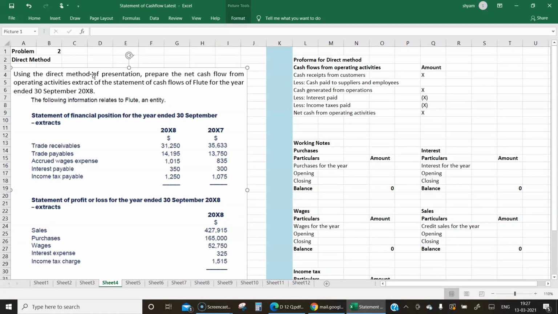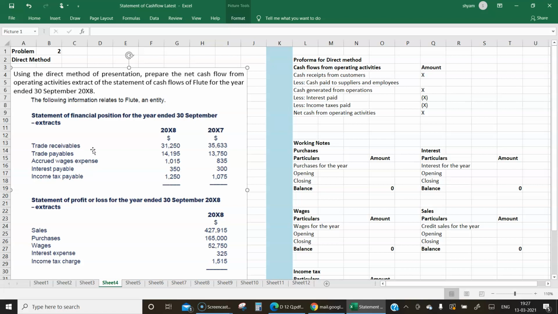Using the direct method of presentation, prepare the net cash flow from operating activities. Extract of the statement of cash flow of Flute for the year ended 30th December 2018. So we have to prepare a direct method of presentation. He has given us numbers. Opening number is here, closing number is here.